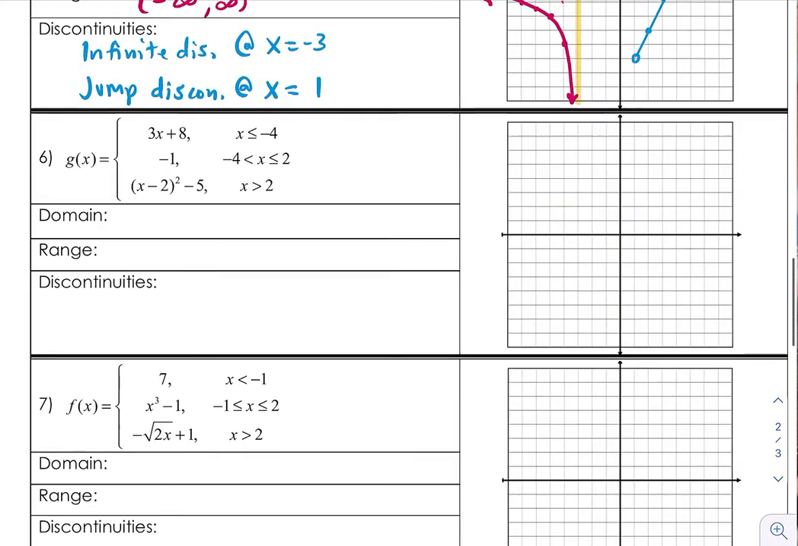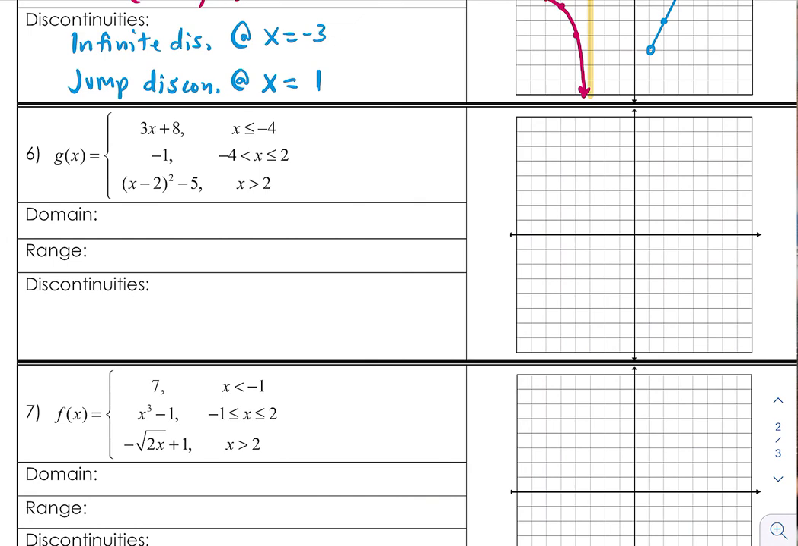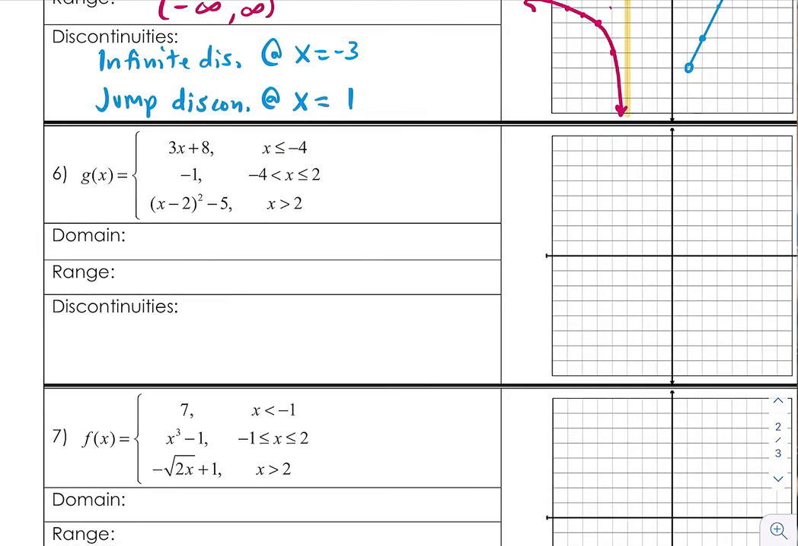So for number 6, we've now got 3 functions. We have 2 breaking points: one is at -4 and one is at 2. Let's go ahead and look. Our top function here is 3x plus 8. That again, x to the first power is linear, so this will be a straight line with a slope of 3. Now this one here, -1, there's no x on it, and that is our constant function. And then this guy here is a quadratic, and this quadratic will have its vertex shifted right 2, down 5, so it would have a vertex at (2, -5).